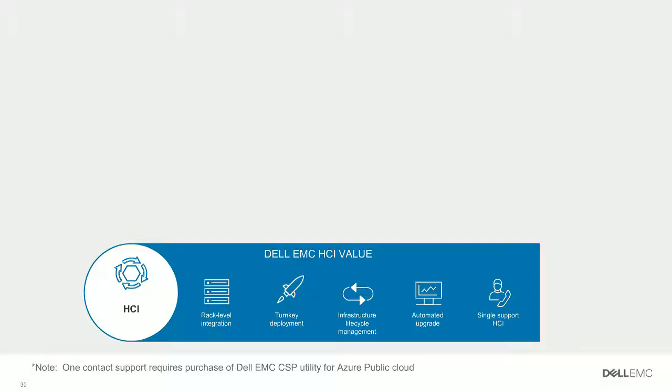We add Dell EMC networking and provide rack-level testing, validation, and integration delivered as a turnkey deployment in days. That means you get a solution that is already pre-engineered, already validated, and already tested to work for your bespoke requirements. Infrastructure lifecycle management and automated upgrades for the entire hyperconverged infrastructure stack reduce operational risks, and this is all wrapped with single contact support for the entire hyperconverged infrastructure.